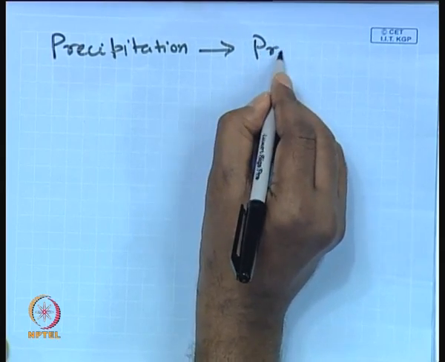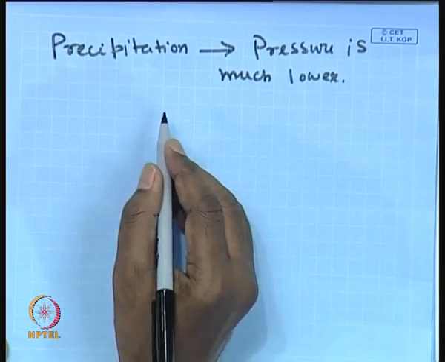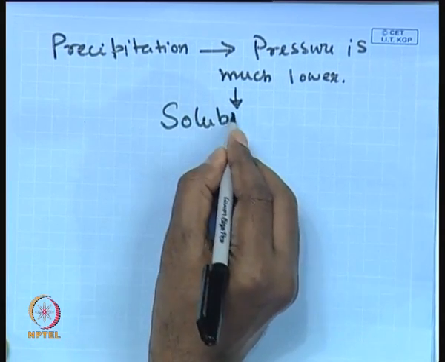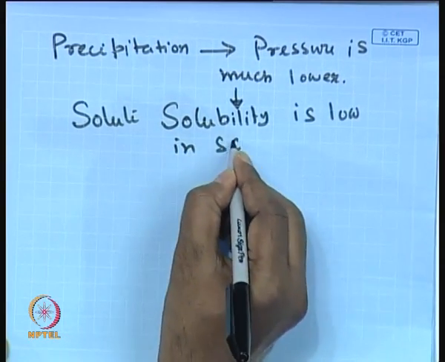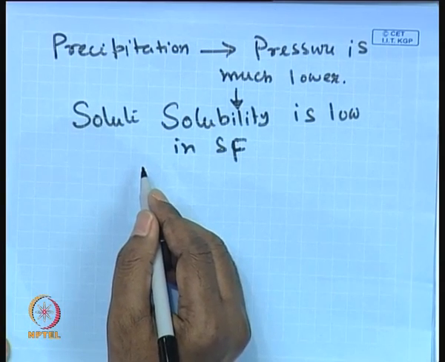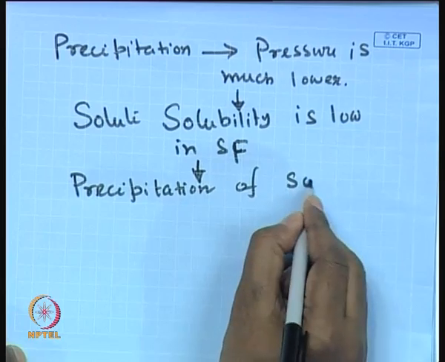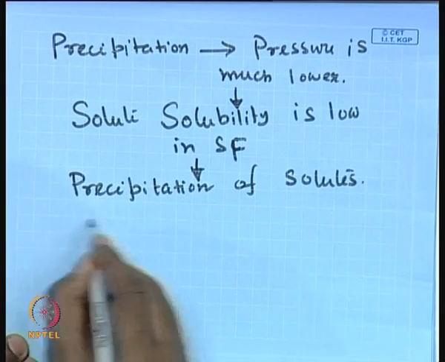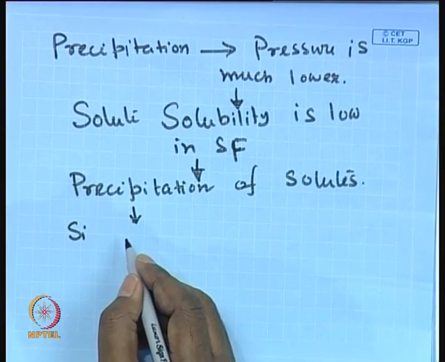In the precipitation chamber, pressure is much lower. Okay. And at that lower pressure, the solubility of the solute becomes quite low. Solute solubility is low in supercritical fluid. So, therefore, the solute comes out of the solution, that means it precipitates. So, this leads to precipitation of solutes. So basically it will be separated out, and the size distribution and morphology of the precipitated material is basically a function of its concentration and various conditions.